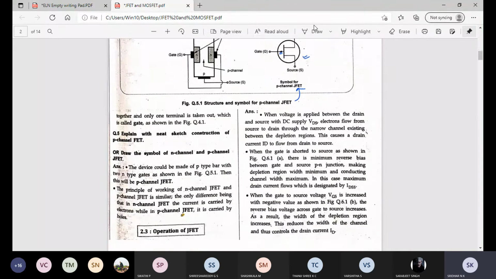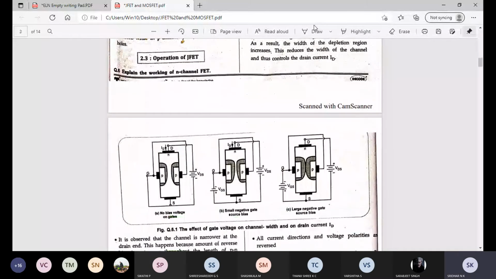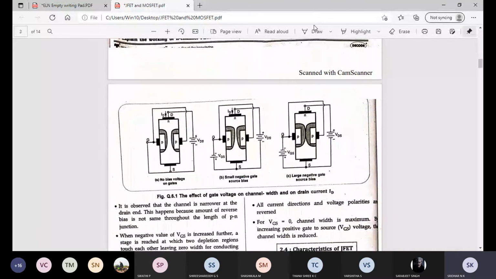Now we will see the working of this n channel and p channel. In order to understand the working, first we need to understand the biasing concepts. How to understand the biasing? You follow me very carefully. If you have any doubt, you ask me then and there itself, because if you understand this concept, the same concept will be there for all the FETs.